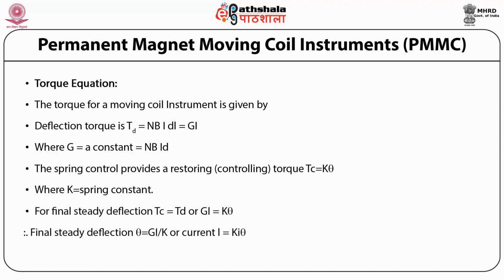For final steady state deflection, Tc is equal to Td, or Gi is equal to k theta. Therefore, the final steady state deflection is given by theta is equal to Gi by k, or current I is equal to Ki theta, where Ki is equal to k by G, which is a constant.